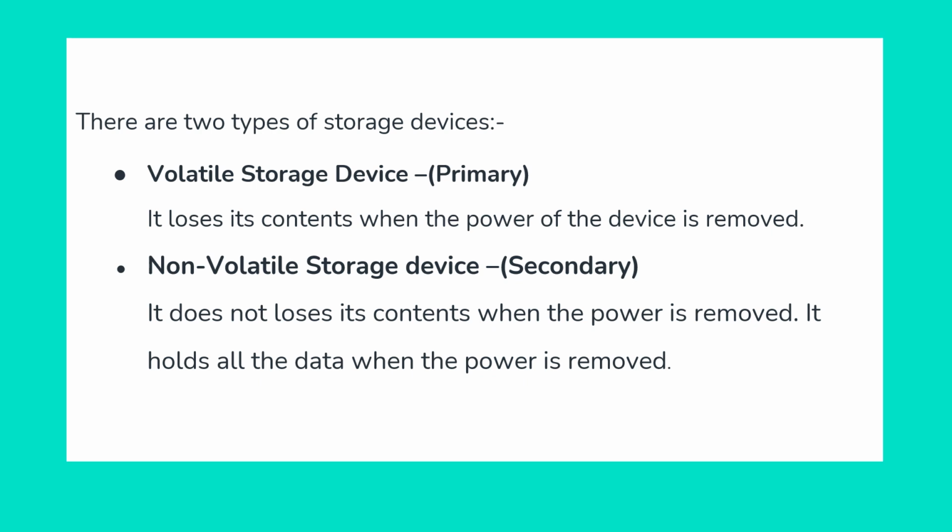Next up, we have non-volatile storage, our secondary storage hero. Think of this as a reliable archive for your data. Unlike its volatile counterpart, non-volatile storage doesn't lose its contents when the power is removed. It's the digital vault that securely holds all your information, ensuring nothing is lost in the event of a power outage.